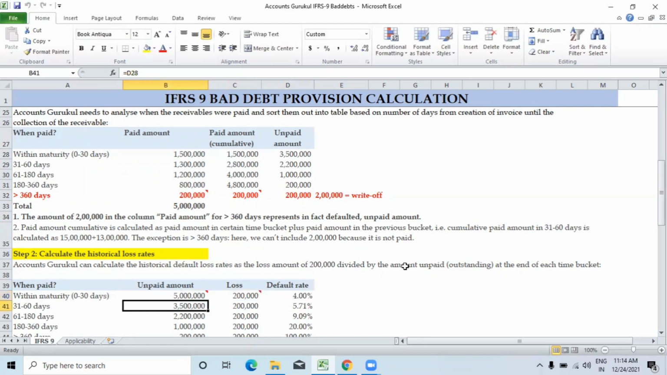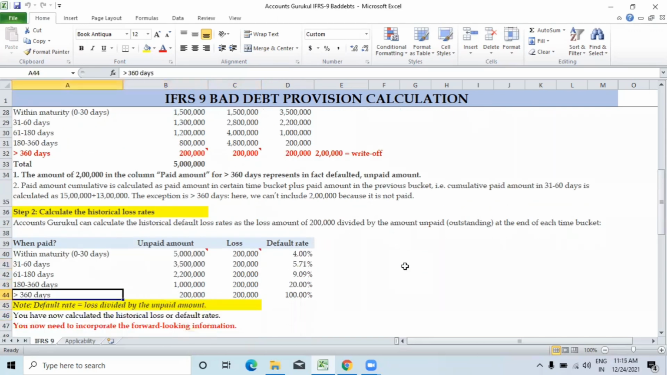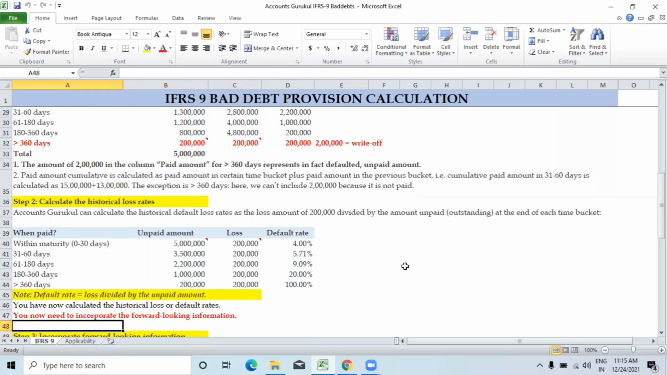Similarly, for 31 to 60 days, 35 lakh was the unpaid amount, loss is 2 lakh, and the default rate is 5.71%. So we have calculated like this how much is the default rate on each stage. The default rate is loss divided by the unpaid amount, and you have now calculated the historical loss or default rate. Now, you need to incorporate the forward-looking information.